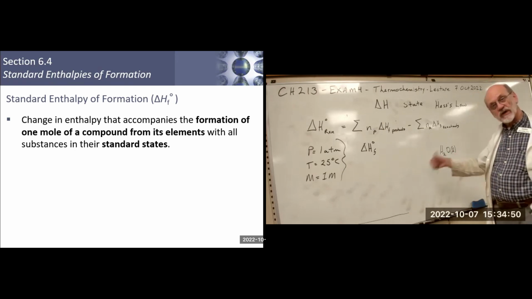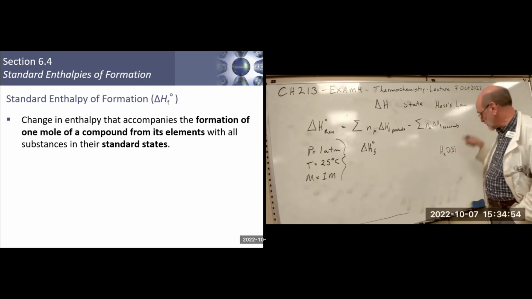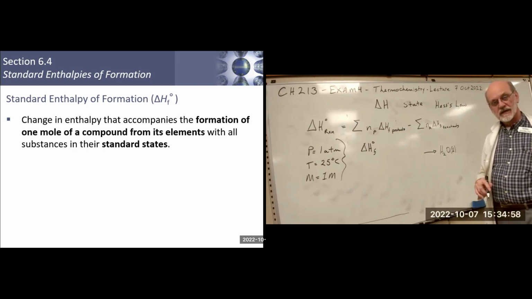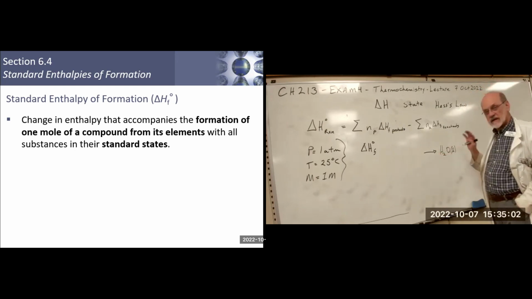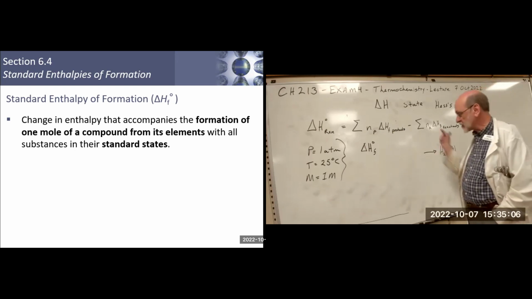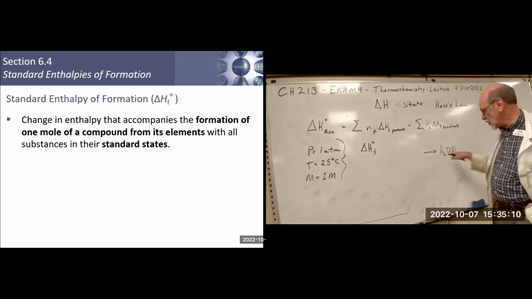And you always start with the product. The standard enthalpy of formation for that thing is on the right-hand side. And it's always 1 mole. Once you write it, you can't change it. So all the coefficient work that you're doing has to occur on the reactant side. All right, so how do we make water?